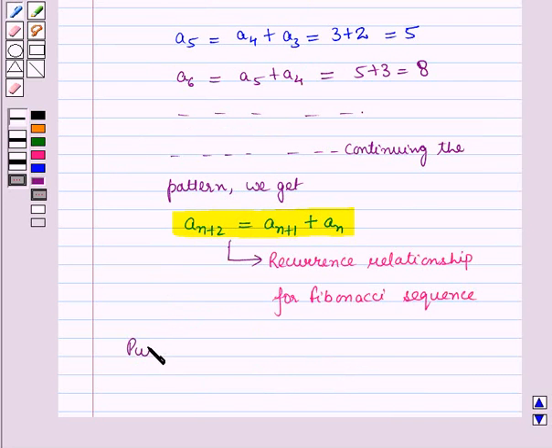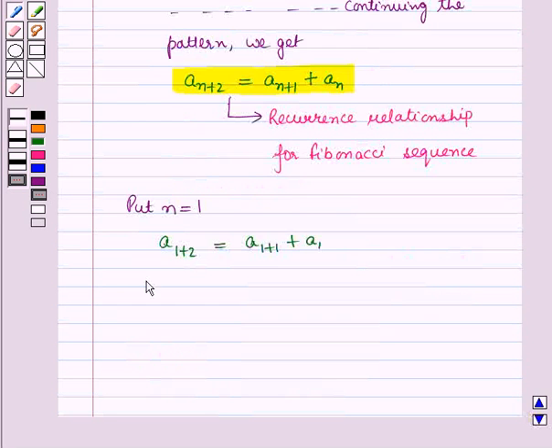Now if we put n is equal to 1 in this relation, then we get a(1+2) is equal to a(1+1) plus a1, which implies a3 is equal to a2 plus a1. So we have a3 is equal to, now a2 here is 1 and a1 is again 1. So the third term of the sequence is equal to 2.